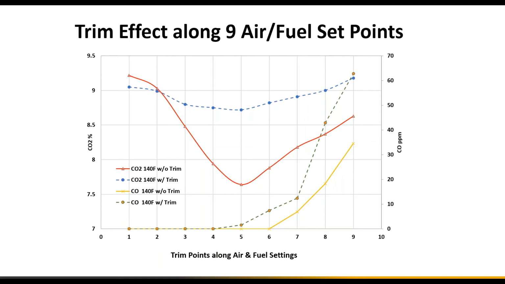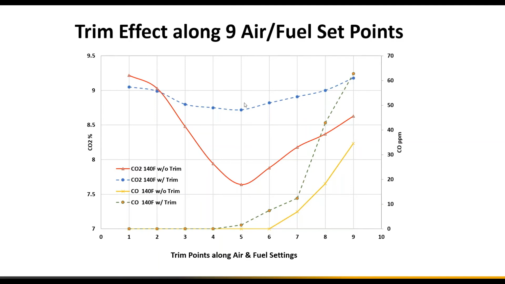And what we see here at, say, a trim function 5, we see our CO2 going from a little over 7.5 to 8.7, 8.8%. So we see almost a 1 full percentage point increase in the CO2 level just by having that trim function on. Okay, so think about this.